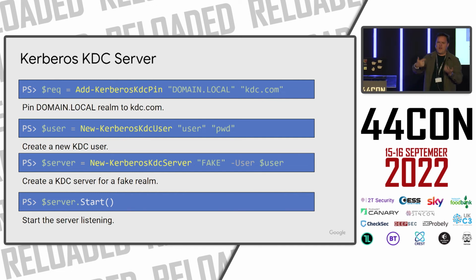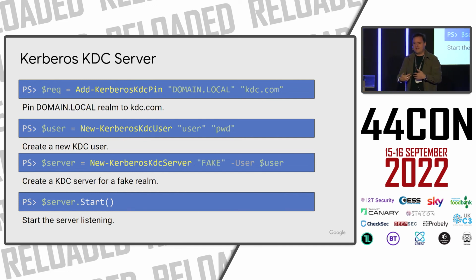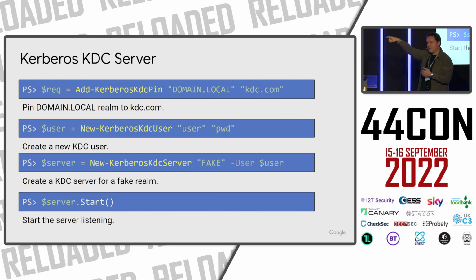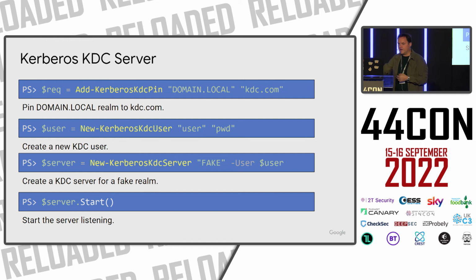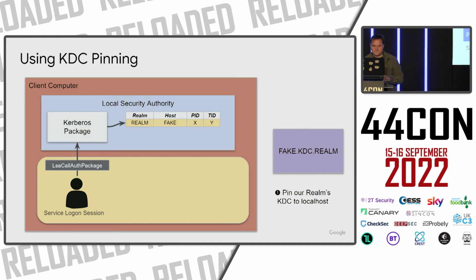And then, of course, once you've got that, you need to create a fake KDC. Now, you could set up a server to do that. You could build an entire Windows domain. Well, no, I'll just write my own KDC in C#, and then you can just authenticate to the local machine. So the bottom three commands are all you need to do to set up a fake KDC, basically, running on the local machine. And then you can use the KDC pinning to do that. And again, the KDC server will also run on Linux if you're so inclined.